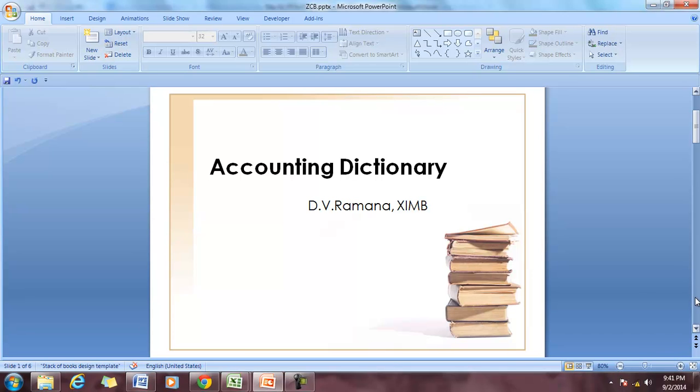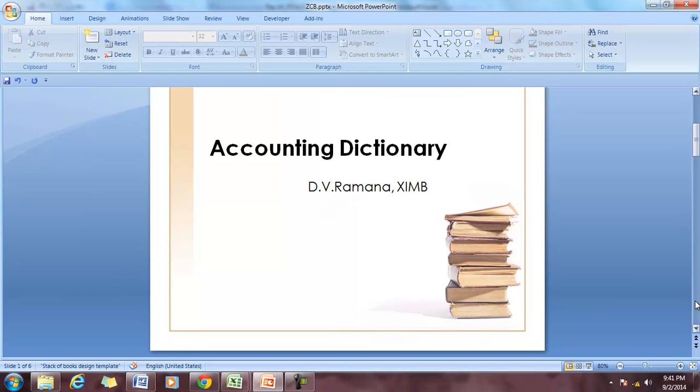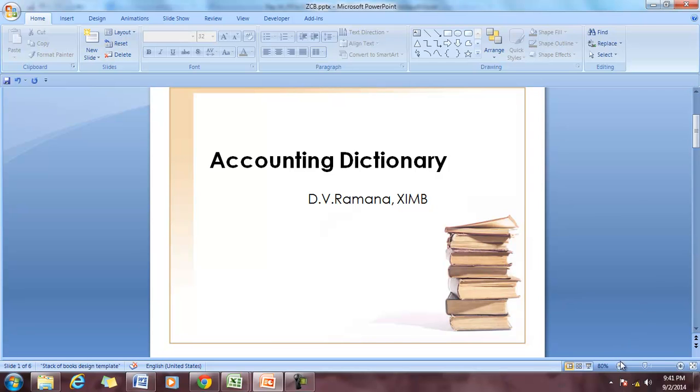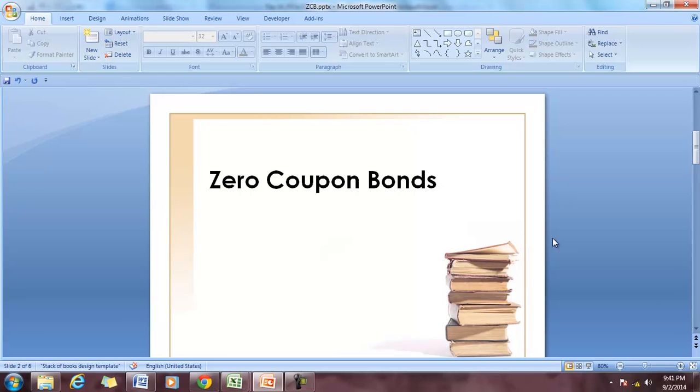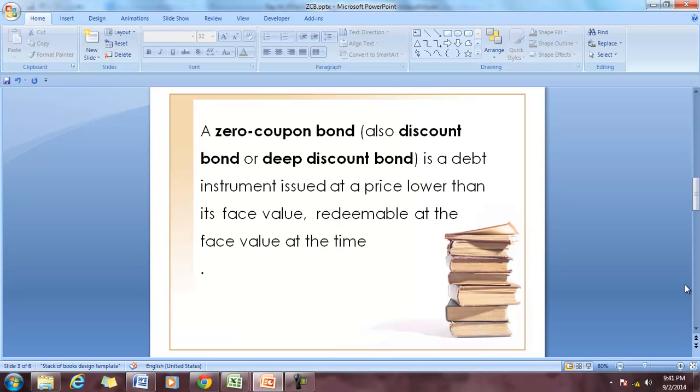The focus of this session is to understand some important terms in accounting, and the term that we will be discussing today is zero coupon bonds and accounting for ZCBs. But before we get into the accounting for ZCB, let us understand what these zero coupon bonds are.